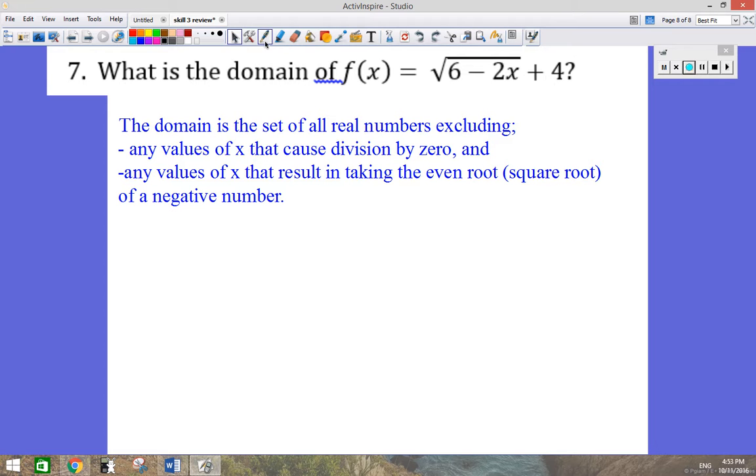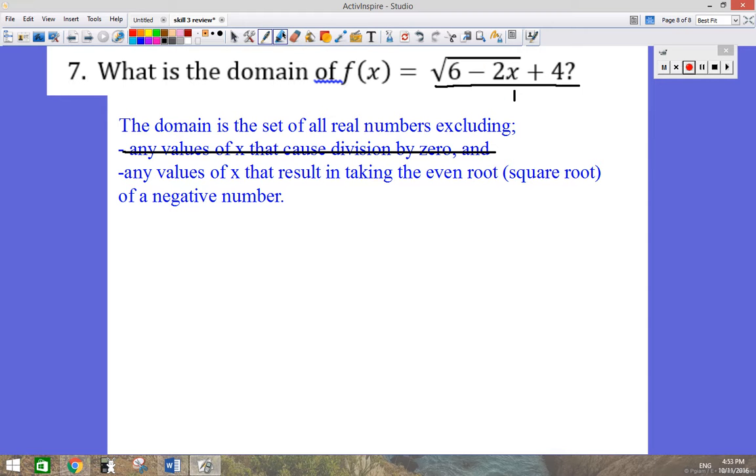Alright, so when I look more specifically at this equation, my default answer is always the set of all real numbers. But I have to take a look at the equation. Do I have any variables in a denominator? Well, in this case, I don't. So I don't have to worry about any values of x that would cause division by 0. The second part to consider is excluding any values that result in taking an even root, such as a square root, of a negative number.